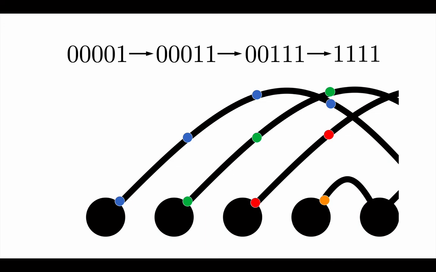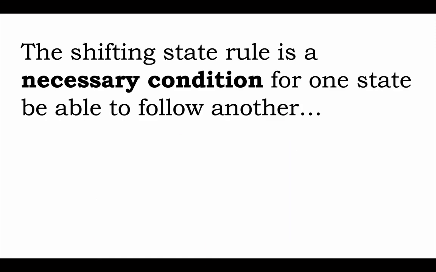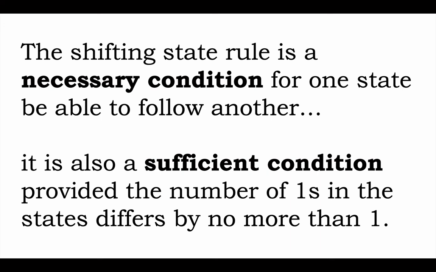The shifting state rule still applies. If there's a 1 in position 4 in one state, there will be a 1 in position 3 in the next state. And if I go ahead and add 1 vertex to the left and think about what state that would be, well, there are no balls in the air, so we would call that state 0. So once again, the shifting state rule is a necessary condition. The sufficient condition is either they have the same number of 1s or the number of 1s differs by 1.